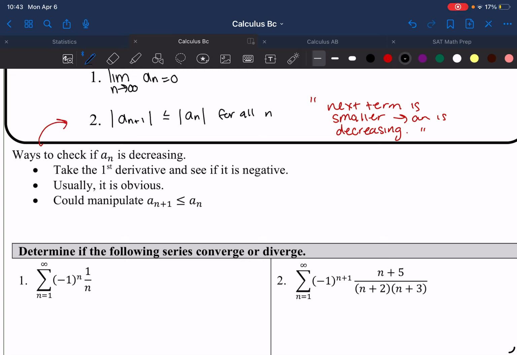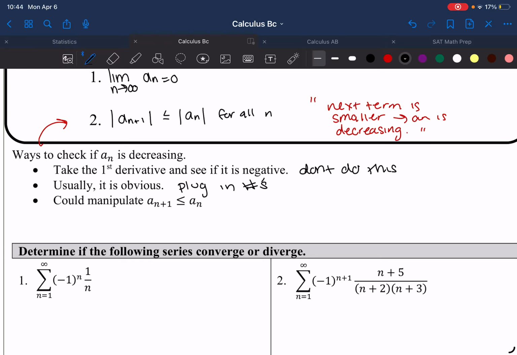So it says the first way is to take the first derivative and see if it's negative. Okay, this is the hard way. Don't do this way. This is hard. Okay, the second option, it says usually it's obvious, and what that means is we plug in numbers and then we check to see if every number that we plug in is decreasing.